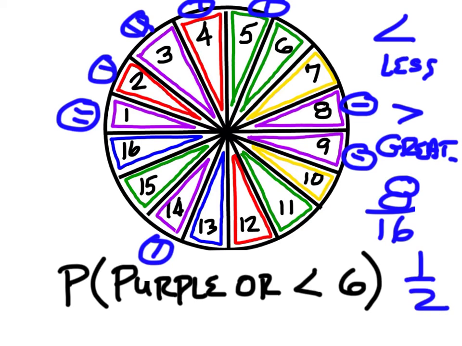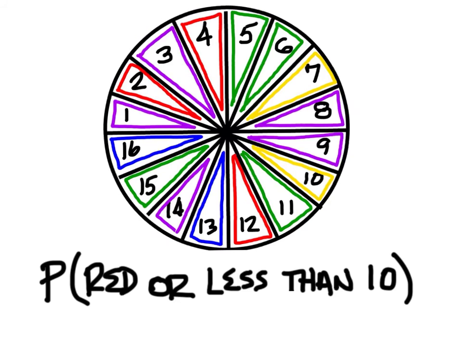Alright, red. There's 1, 2, 3 reds. Less than 10. So we go there, there, there, there, there. Overlap, there, overlap, and there. So we would have a total of what? There's 9, 10. Looks like we have 10. 10 over 16 is 5 over 8.